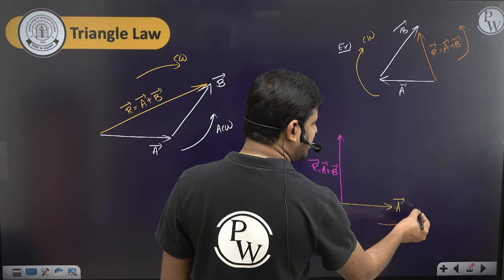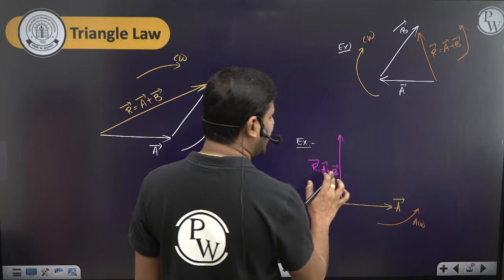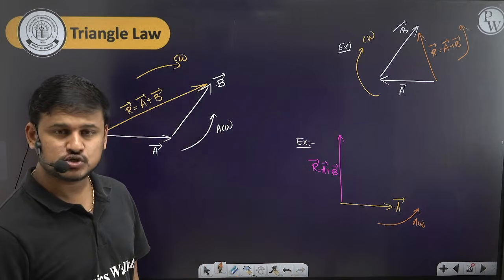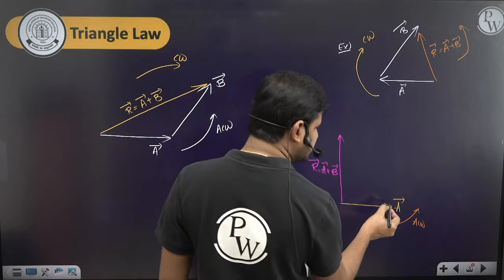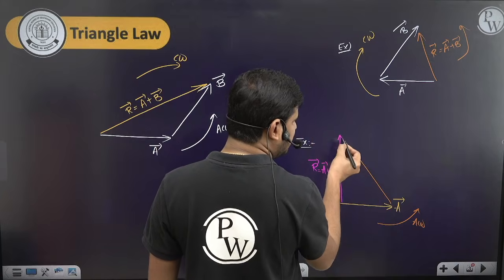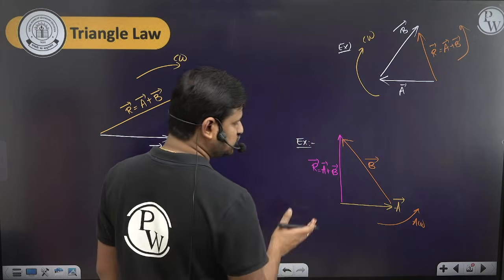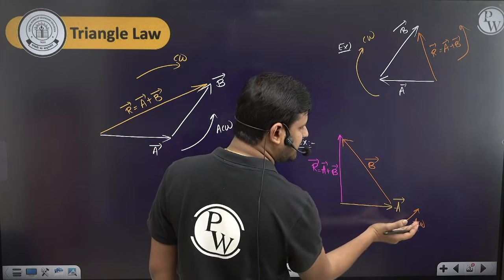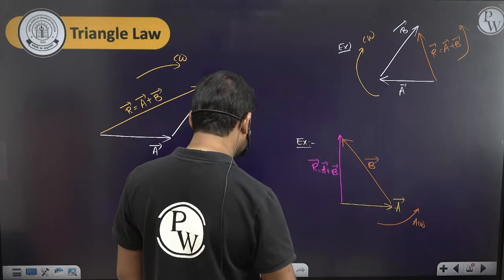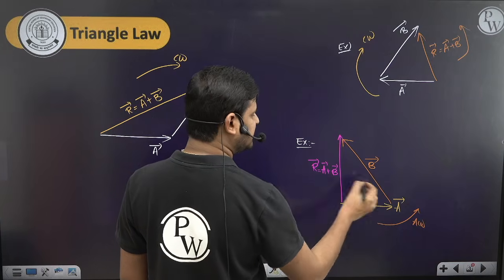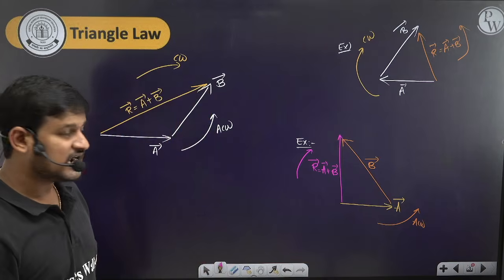The vector A is in anti-clockwise direction. If you are adding A and B, that means those two vectors should be in the same sense or same direction. So the vector B should be like this. Yes or no? Understand the method. Vector A and vector B both are in anti-clockwise, so the resultant is in clockwise direction here. See, the resultant is in clockwise direction. Understood the logic?